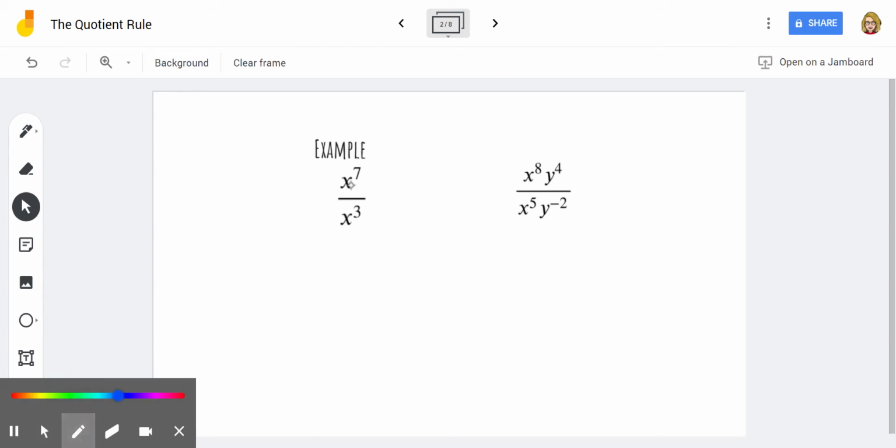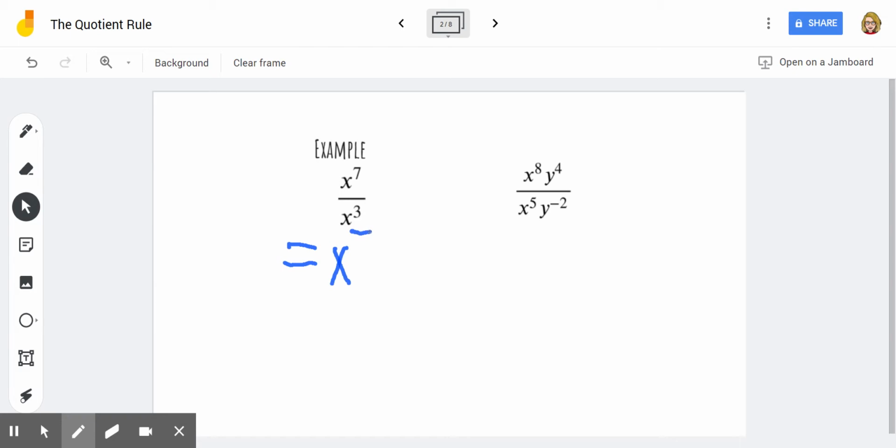So let's look at these two examples. Our bases are the same. Our base is x. So to simplify it, I just need to subtract my exponents. So this is going to equal 7 minus 3, and 7 minus 3 is 4. So x to the 7th over x to the 3rd is actually equal to x to the 4th.